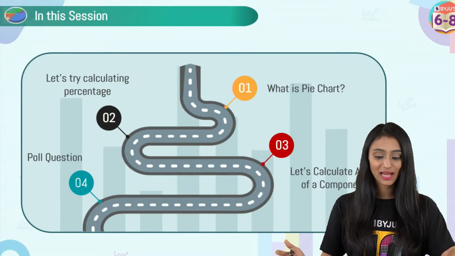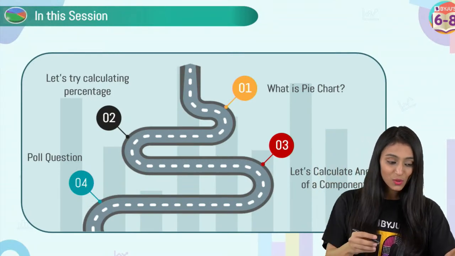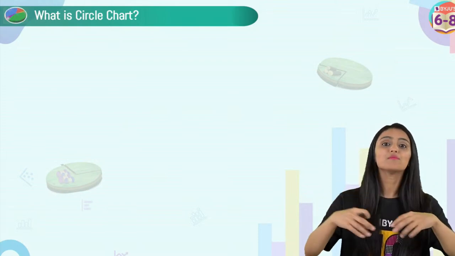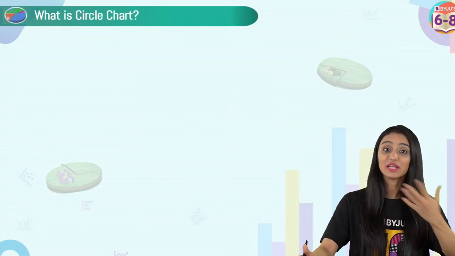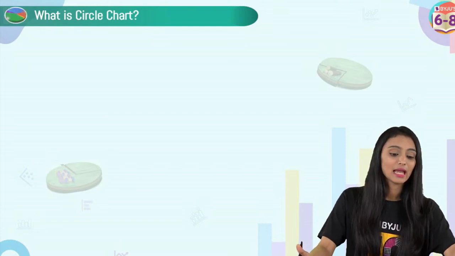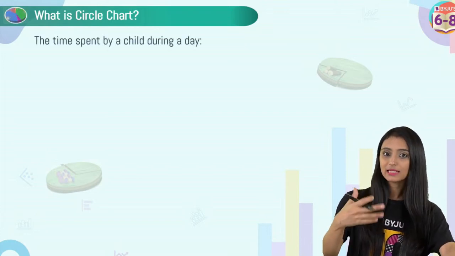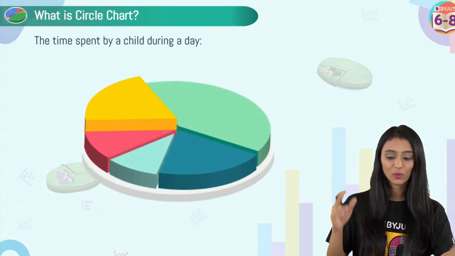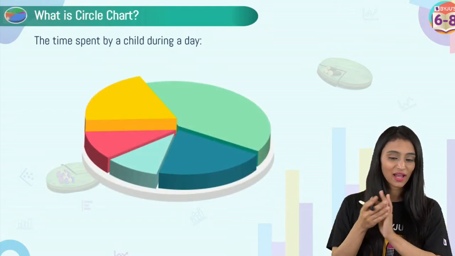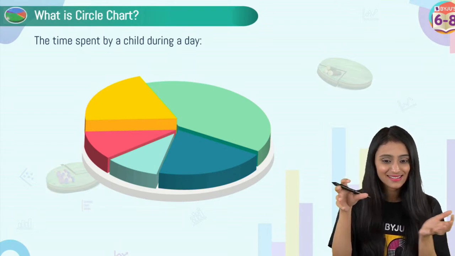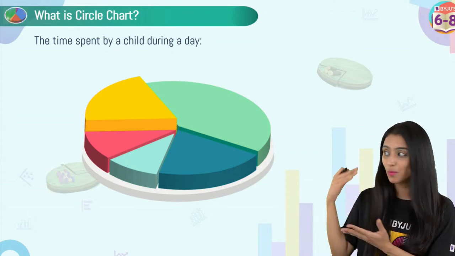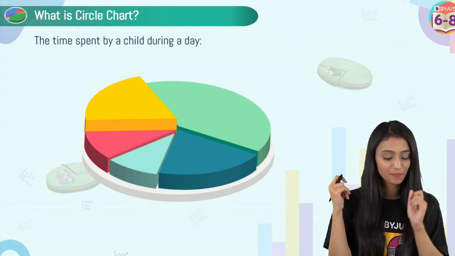As I said, one by one, I'll be discussing all these topics. So let's start off with the first one, that is, what is pie chart? So first, to make it more simpler for you, since it is the very first time we are learning it, let me give an example. Let's consider a scenario. So I'm considering the time spent by a child during a day. You can see the circle over here, or I know that some of you will call it a pizza in slices, right? So here you can see that it has been partitioned. Different proportions you can see here in different colors, right?